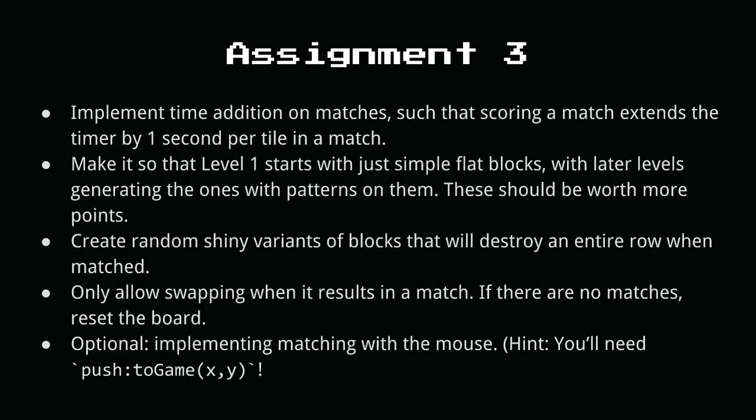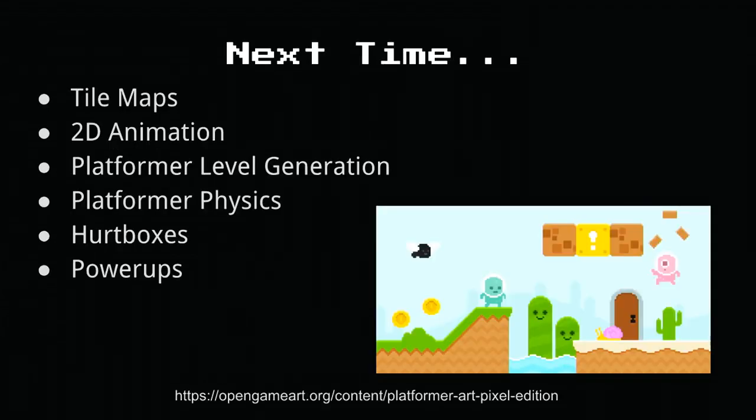And then optional, if you're curious, if you want an arguably better gaming experience with this, just implement actually playing with the mouse, like being able to click and drag or just click individual tiles. And to do that, because we use the push library for virtual resolution, you'll need to convert the window mouse coordinates to push coordinates so that they'll map into the game space appropriately. You'll use a function called push:toGame, which takes an X and Y, where the X and the Y will be your mouse coordinates.